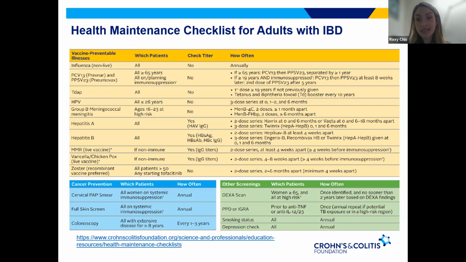And then DEXA scans because of the risk of osteoporosis, because of malabsorption, but also because of use of steroids. And then we do the TB skin test or IGRA. That's before initiating a biologic. So again, your gastroenterologist will tell you that. Everyone should quit smoking no matter what. And in our history, we normally address that.